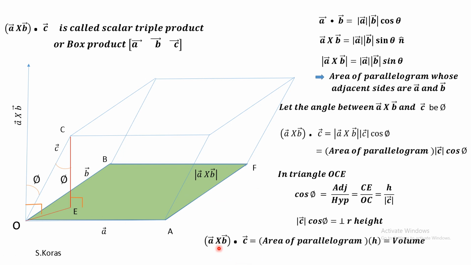A cross B dot C: this A cross B is the area of the parallelogram, and for this dot C, instead of modulus of C vector into cos phi, we have written H. So A cross B dot C is nothing but the area of the parallelogram, or the base area, into height. It gives the volume of this solid. This is just like a box, so we call it the box product. I hope you have understood it.